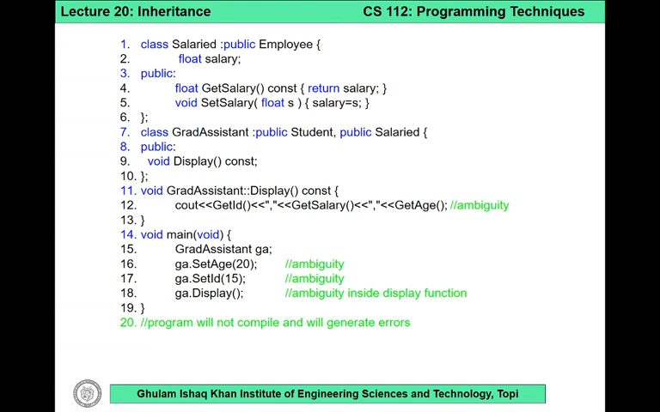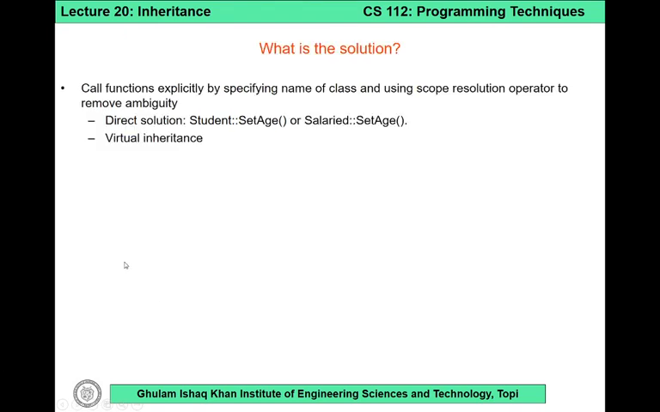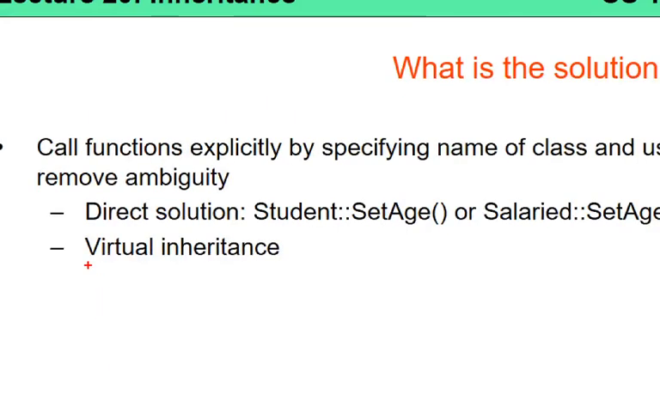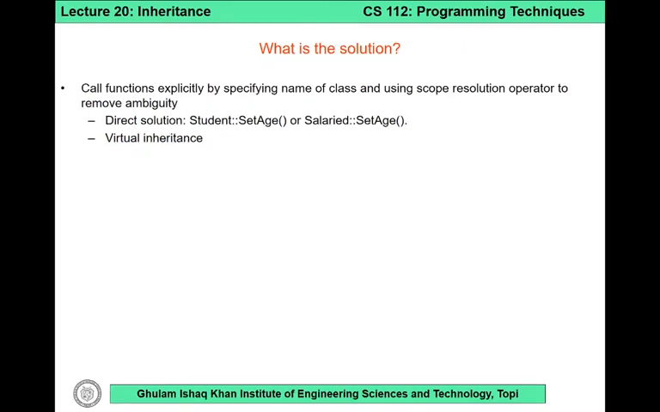Now let us think about the solution. So what could be the solution to this? Think. Okay, the solution to this, there are two solutions to this. One is called virtual inheritance. This is a complete topic which we'll be covering in the next lecture, and it's a detailed topic.